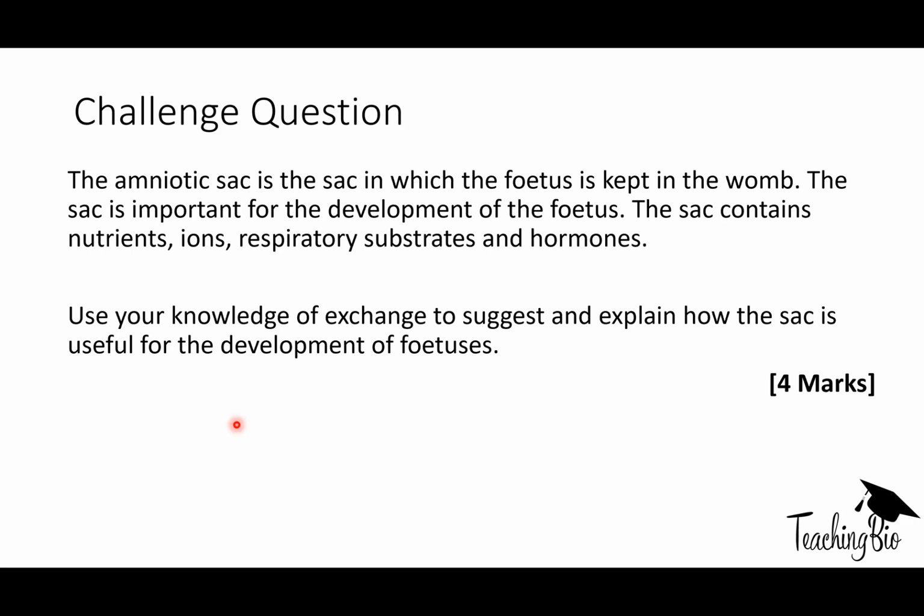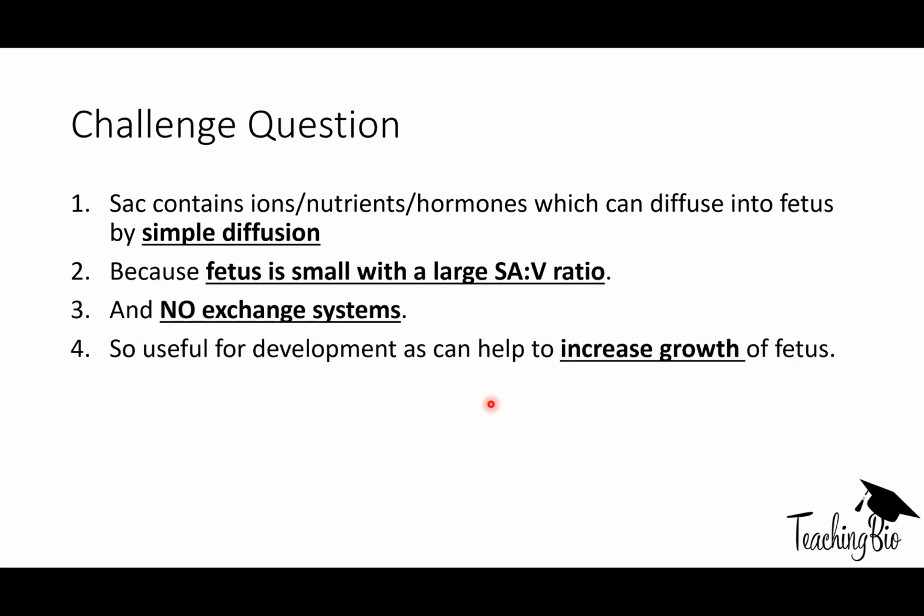Okay, so this question talked about the amniotic sac. So the amniotic sac is the sac in which a fetus develops in the womb. This sac is important to allow for the development because it contains things like nutrients, ions, respiratory substrates, and hormones. So that's things like glucose, etc. So the question asks you to use your knowledge of exchange systems to suggest and explain how the sac is useful for the development of fetuses.